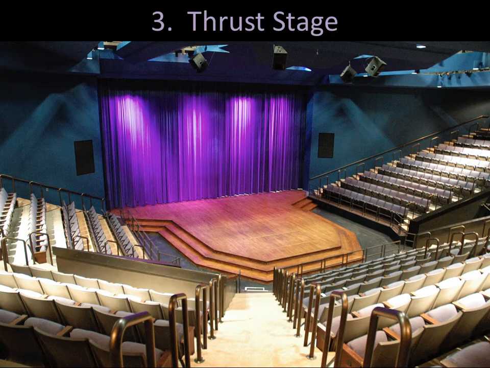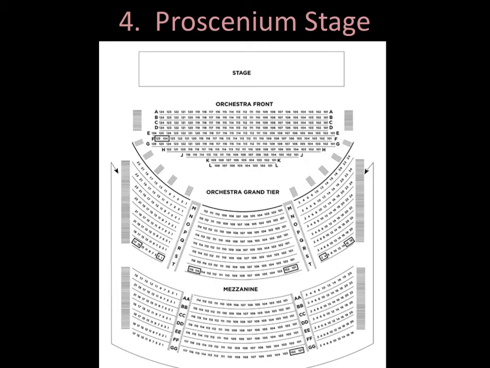And here is a lovely photograph of an actual thrust stage. It's called a thrust stage because the performing area actually thrusts out into the audience area. And again, the defining feature of a thrust stage is the audience surrounds three sides of the performers, but you can see with that purple drapery area that there is a backstage or an upstage where there is not audience on the fourth side.